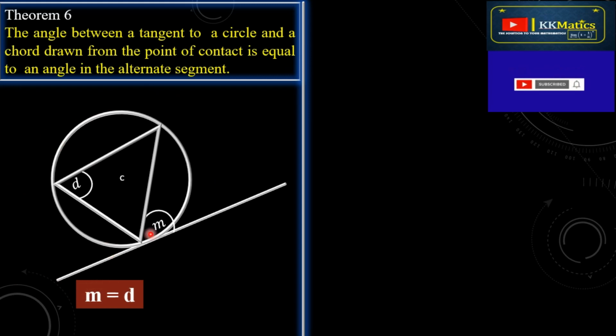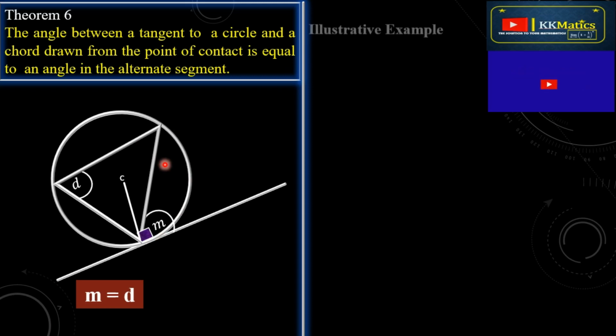In this illustration, we are saying that M equals D, very important for you to take note. Another thing for you to consider is that the line from the center perpendicular to the tangent makes an angle of 90 degrees. It's important for you to take note of that. So this is very important.